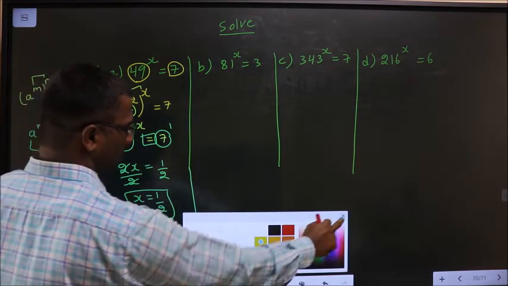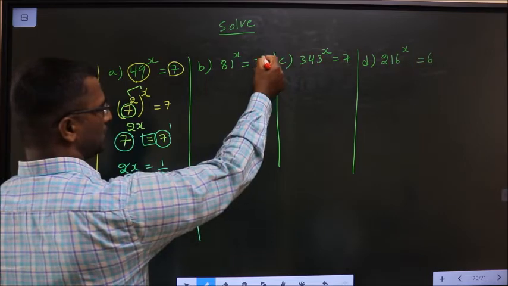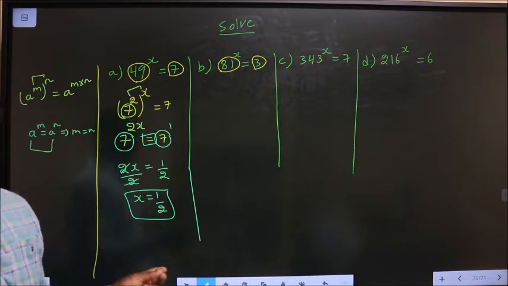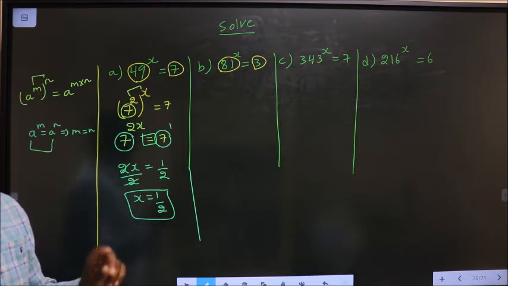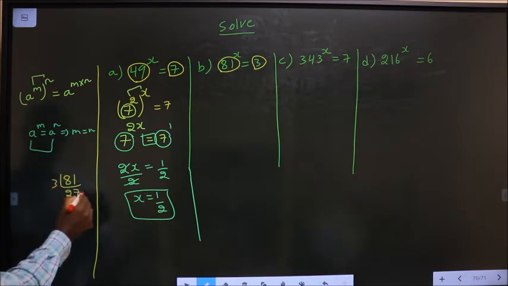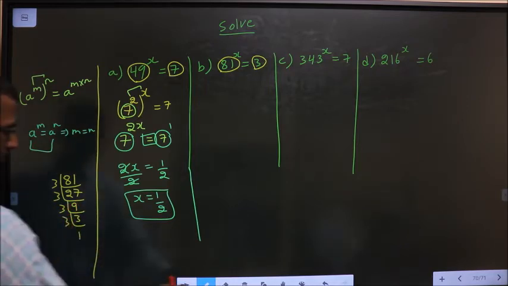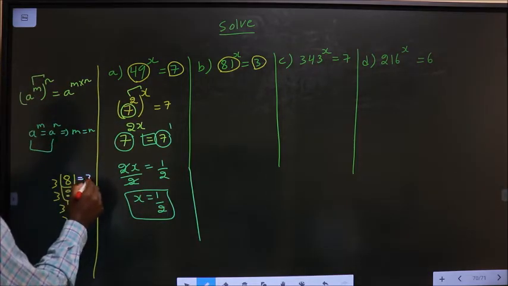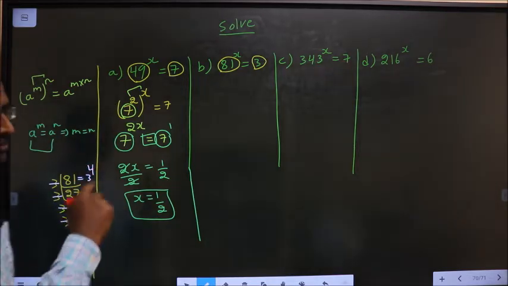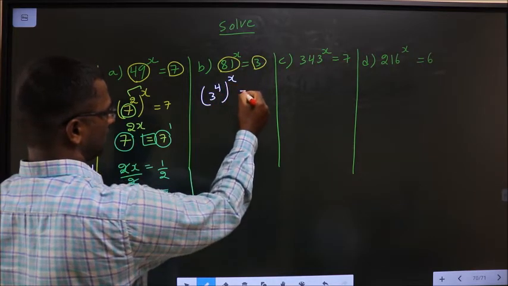Okay. Now the next one. See here, 81 power x equal to 3. Observe that the base is 3 here and the base is 81 there. So write 81 also with the base 3. For that take LCM of 81. So 3, 27, 3, 9, 3, 3 is 3 and 1. So 81 is nothing but 3 power what number? 1, 2, 3, 4. 4. Let us replace it here. So this is 3 power 4 power x equal to 3.